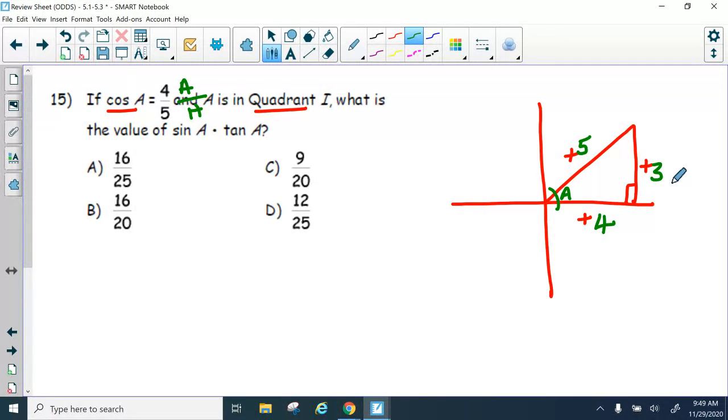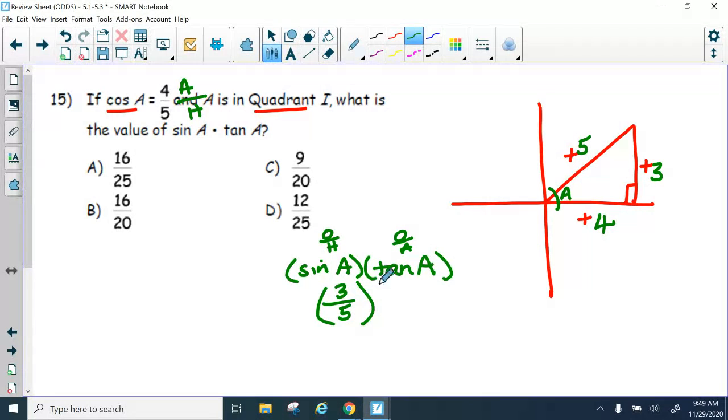Okay, so once I have all the sides labeled, now I'm going to see what they want me to answer. So it wants me to find the product of sine of A times tan of A. Well, now I can use my diagram to figure those out. So sine is opposite over hypotenuse, tan is opposite over adjacent. So opposite over hypotenuse, and we're going to multiply that by opposite over adjacent. And basically you just multiply across, 9 over 20.